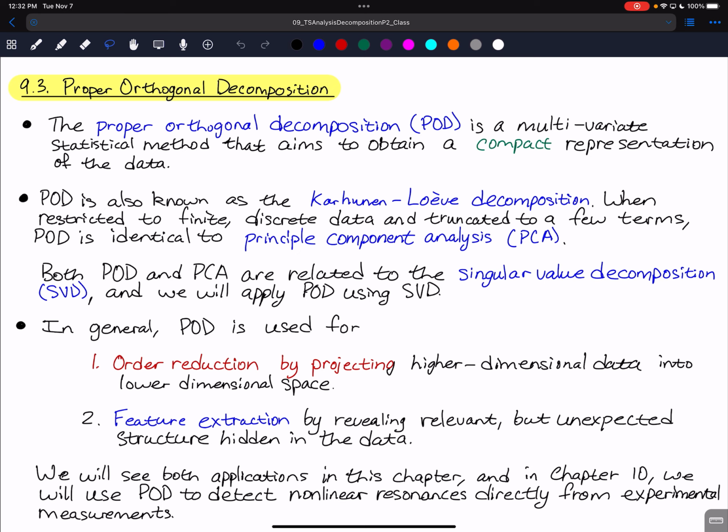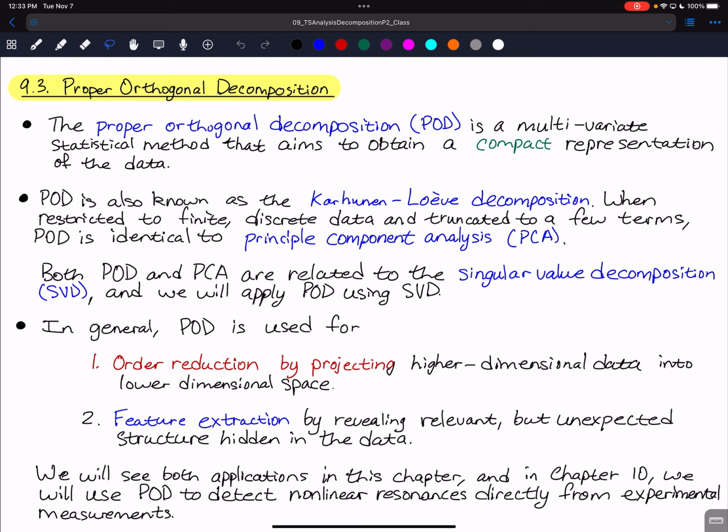Okay, so in general, POD is used for order reduction, and in this case, order reduction by projecting some higher dimensional data into a lower dimensional space, and then truncating that representation in that lower dimensional space, keeping only a few of the projections, and then going back into the higher dimensional domain from there. Also, things like feature extraction, where we're trying to reveal something that is relevant in the data, some kind of connection between them that is unexpected and not apparent from the raw data itself.